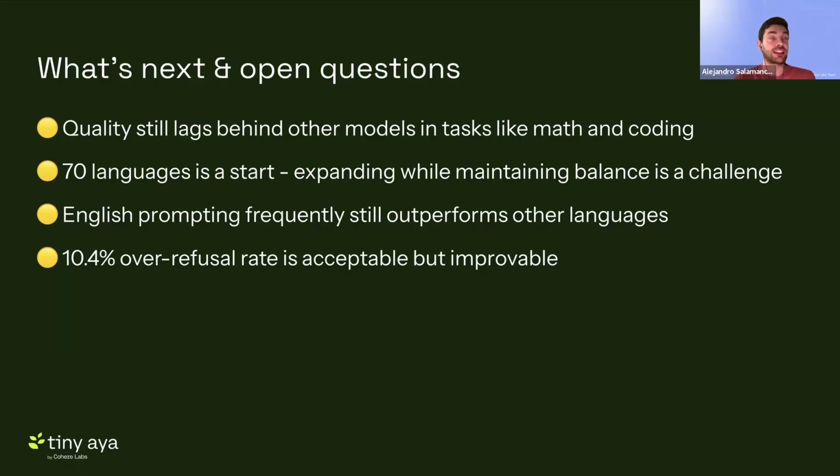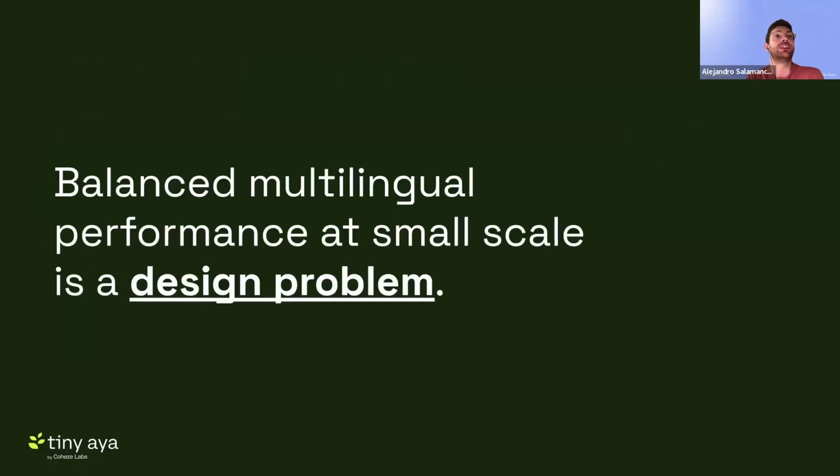We support 70 languages, which is quite good, but it's not everything. So expanding this while still maintaining the multilingual balance and performance is a challenge. As we saw, English prompting still outperforms other languages, and we are quite safe, but sometimes too safe, so there's a balance there that could be slightly better. But as we mentioned many times, having multilingual performance at small scale is a design problem. With Tiny Aya, we tried to solve this and design a model that is truly multilingual and can support as many languages and people as possible.